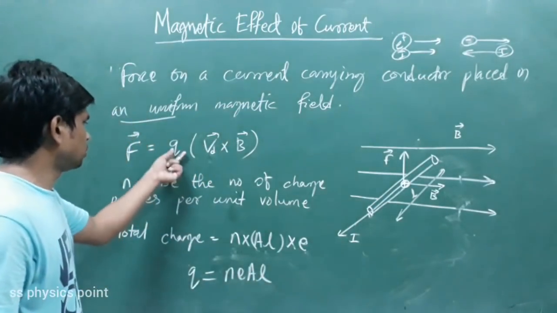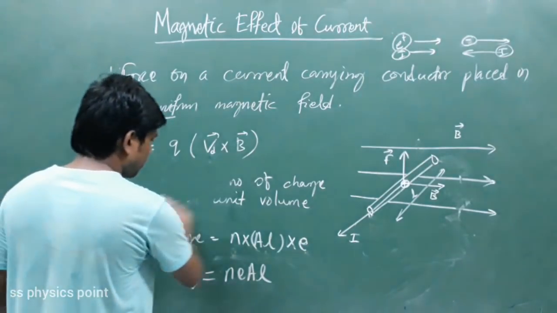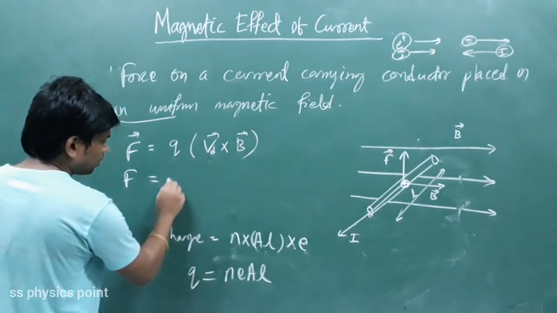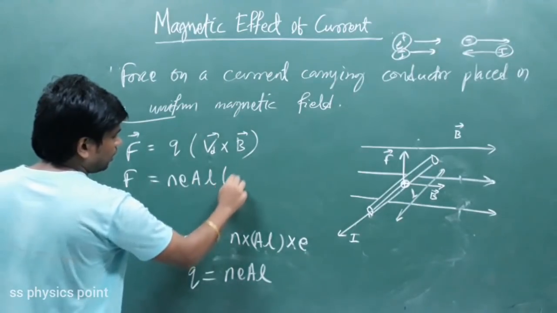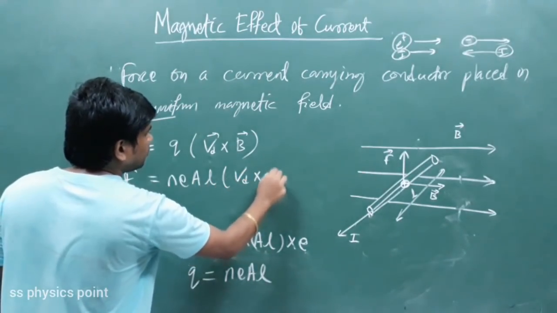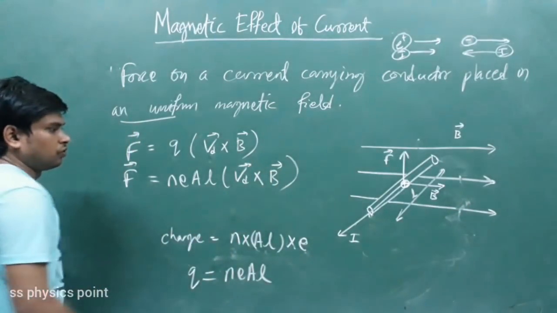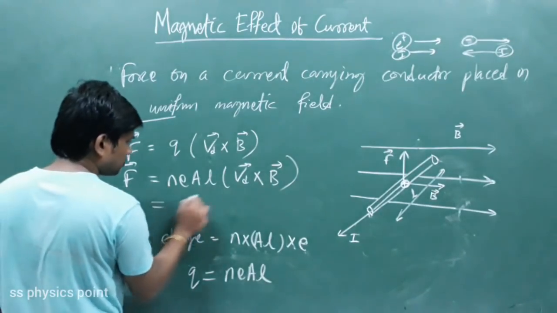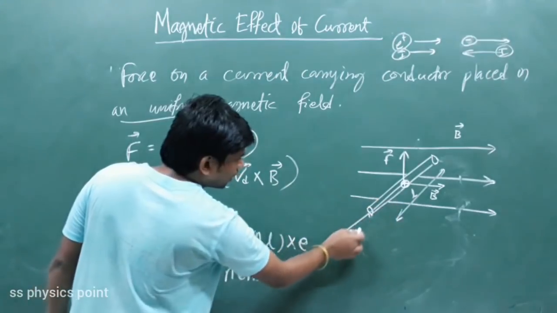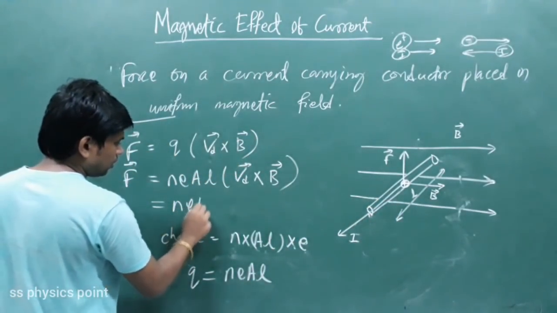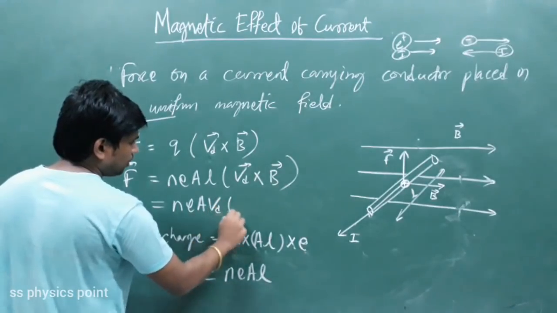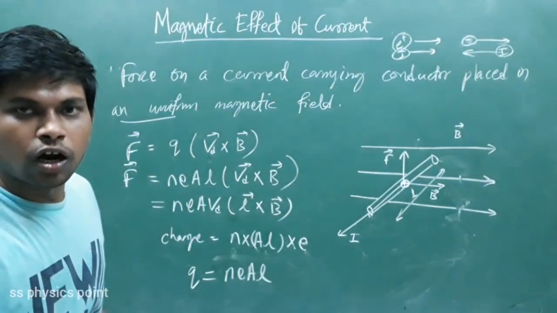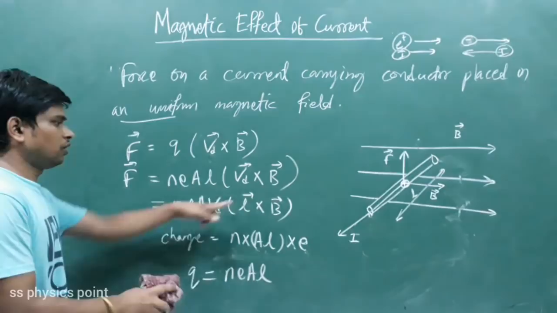After getting the charge, just put the values here. So what will the force be? F equals NeAl into Vd cross B. Just take Vd to this side, L to this side, because we need to relate it with current I. So it will be NeAVd, L cross B. This length is along the direction of current. Remember, this length is along the direction of current.